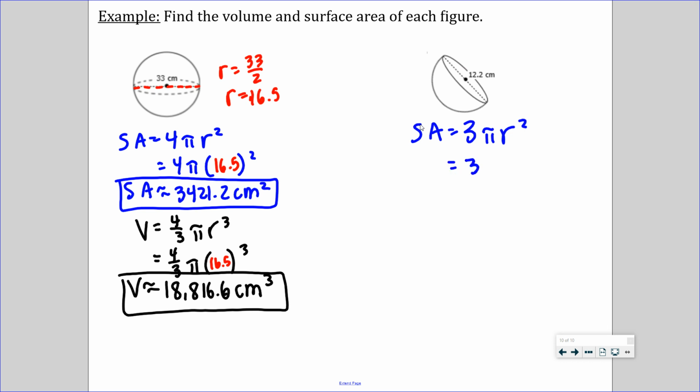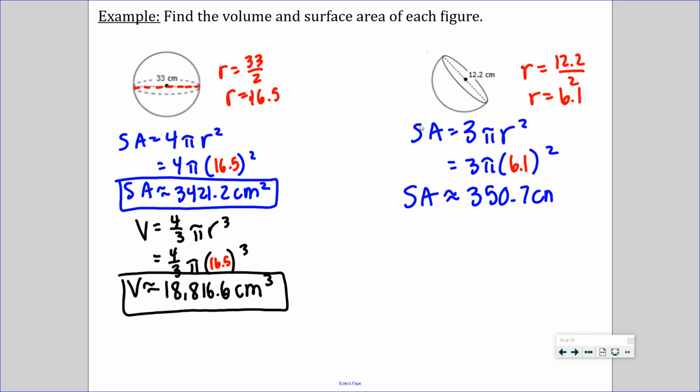Again, in this example, they don't give me my radius, they give me my diameter. So my radius would just be half of this, which is 6.1. For surface area, I got 350.7 centimeters squared.